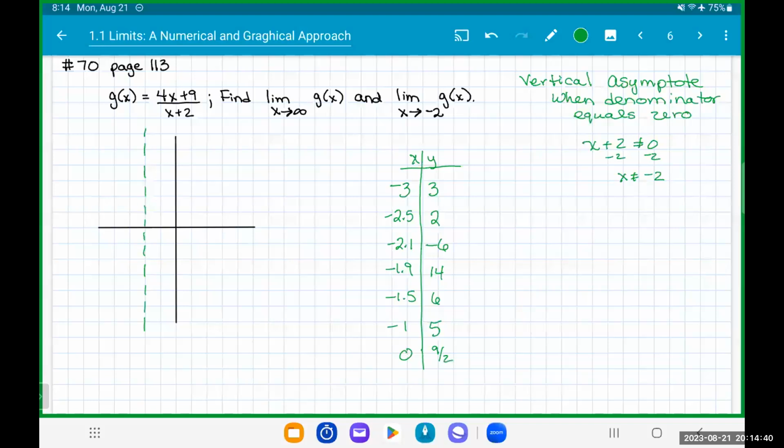Okay, so now I just need to plot those points. So I have negative 3, 3. So here's negative 3, 3.